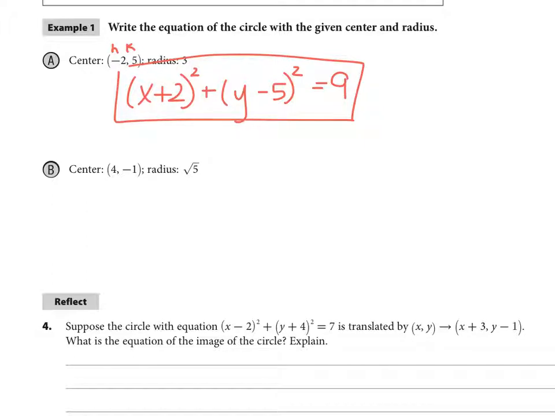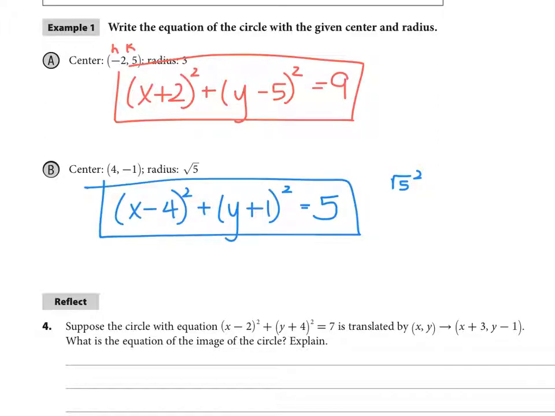All right, if I work out this next one, my first one is going to be x minus 4 squared, because I'm doing opposite, plus y plus 1 squared equals, now on this last part, the radius squared is the square root of 5 squared, and remember, square root and squared are going to cancel each other out, so that's just going to equal the whole number 5. All right, so there's our equation for that one.